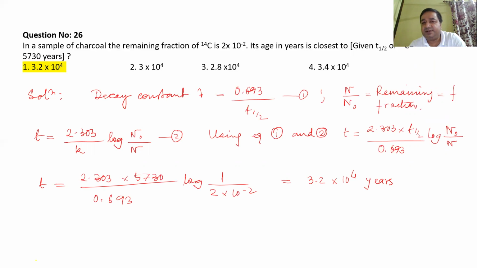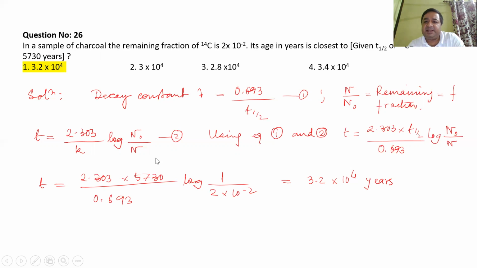The decay constant is related to T half, as we all know, and it is shown there as equation 1. To calculate time for any first order radioactive sample, we use this equation wherein T is equal to 2.303 by K log N0 by N. N0 is the amount of sample that would have been present when time was taken to be 0, and N is the amount of sample which is there for the time we are considering now.